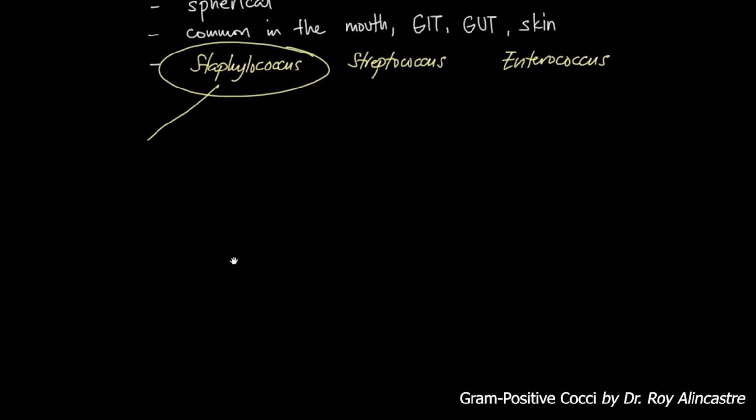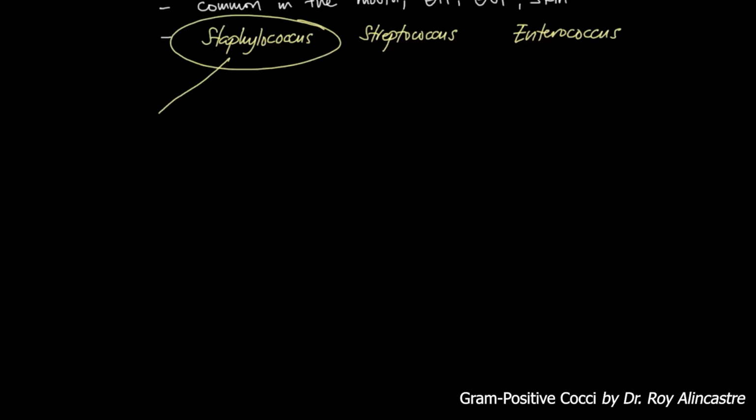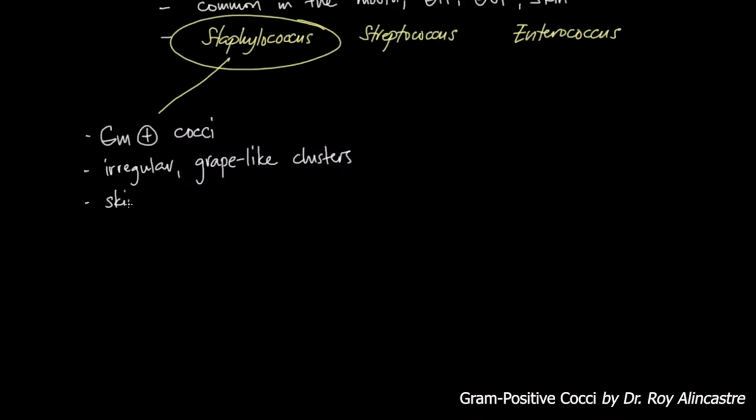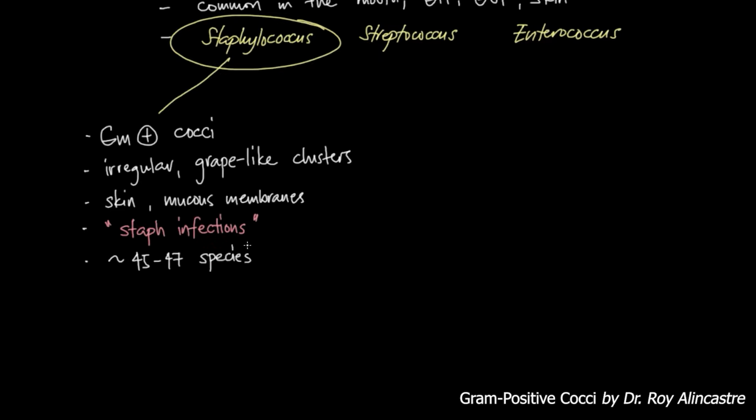So let's start with the Staphylococci. Again, these are gram-positive cocci that tend to be arranged in irregular, grape-like clusters, but sometimes they can appear in short chains and pairs also. It is a common inhabitant of the skin and mucous membranes, and it accounts for a considerable proportion of human infections, often called staph infections. Currently, there are around 45 to 47 species, but we will be talking about the most important human pathogens only.